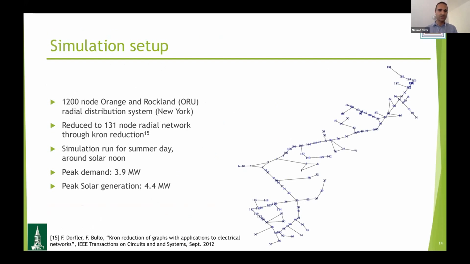So now this is the simulation setup that we had. We used a 1200 node ORU, Orange and Rockland, radial network from New York. We used a network reduction to make it a 131 node network, which we solve for a summer day around noon. The peak demand was 3.9 megawatt and the solar generation peak was 4.4 megawatt.